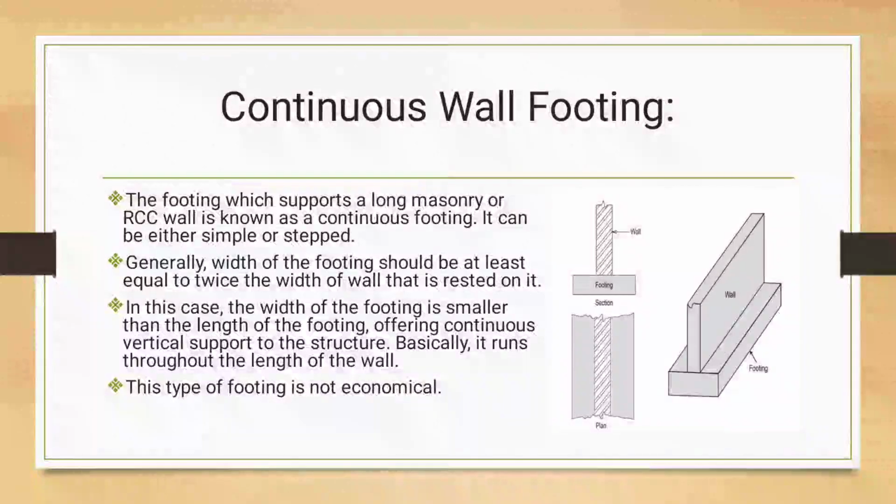So next one is continuous wall footing. Continuous wall footing means that throughout the wall the footings are provided. Here the width of the footing is small. This type of footing is not economical. Generally the width of the footing should be at least twice the width of the wall that rests on it. So it is not economical.